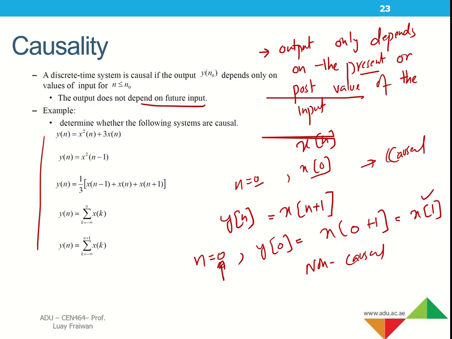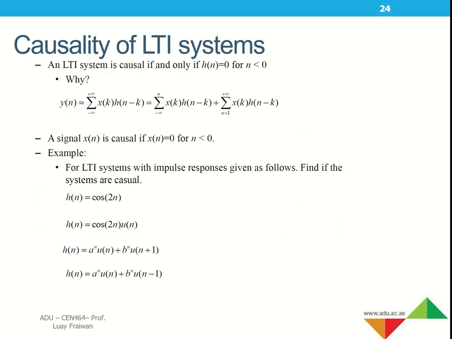Causality for the LTI system. If you talk about the LTI system, then the LTI system will be causal if its impulse response is 0 for all the previous values. Okay, so the LTI system will be causal if the impulse response is 0 for all the negative values.